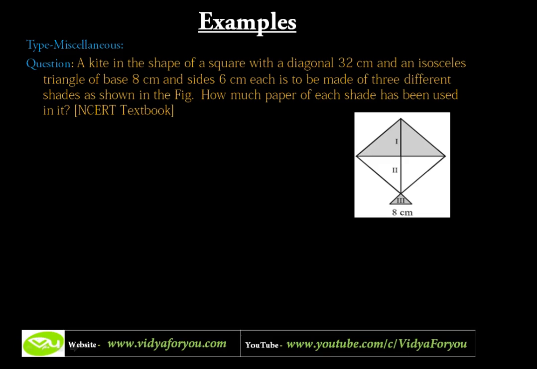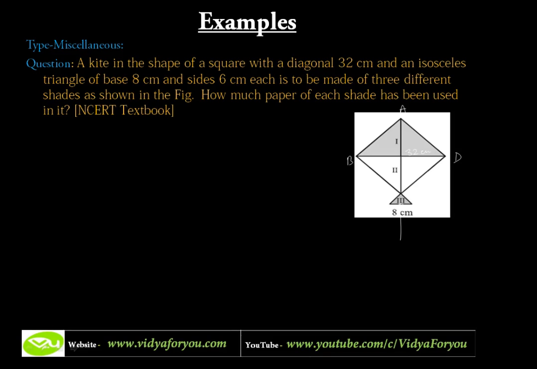So basically this A, B, C, D, you can assume this as a square with a diagonal of 32 centimeter. So 32 centimeter is the diagonal, both diagonals will be the same, and an isosceles triangle of base 8 centimeter and sides 6 centimeter each is to be made of 3 different sets as shown in the figure. How much paper of each set has been used in it? So basically it's trying to ask how much area you will get for set 1, 2 and 3.